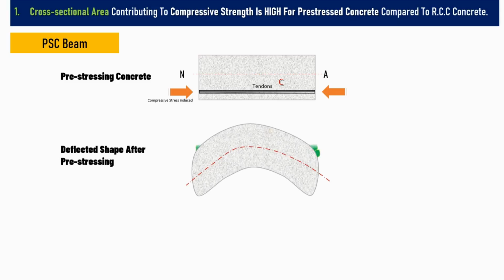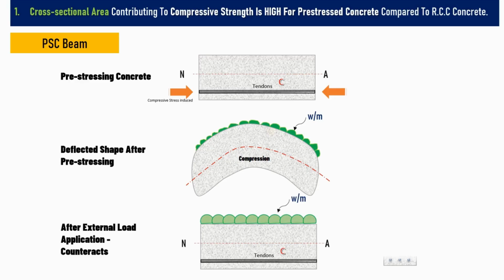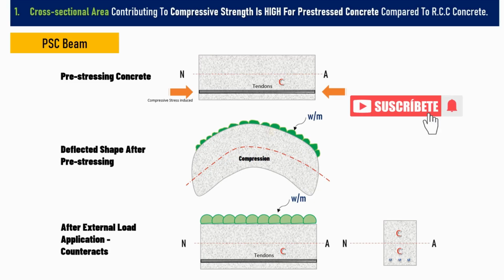Under service loads, W per meter, the beam bends, the top portion is subjected to compression C, while the bottom portion below the neutral axis is already in compression C. Hence, the top and bottom portions of the cross-section both contribute to compressive strength, unlike RCC beams. This is why the cross-sectional area contributing to compression is high for prestressed concrete compared to RCC. Hope you got the working.